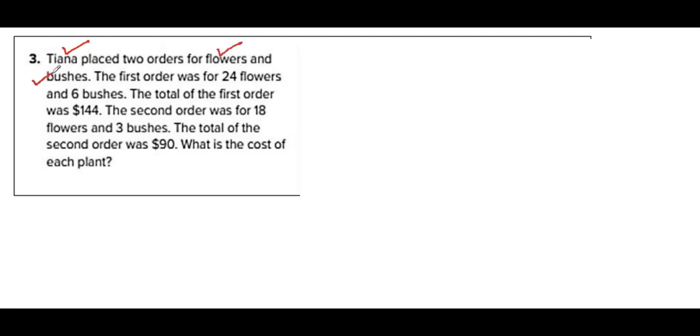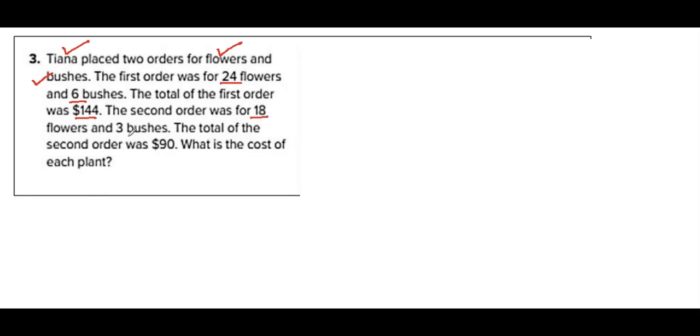In these types of questions, they're always talking about two things. As we have done in the first question, they are talking about two numbers, x and y. In the second question, they are talking about Tadio and Dylan. In question number 3, they are talking about the flowers and the bushes. So again, two things, because we have to form two equations. So what they're saying here, the first order was 24 flowers and 6 bushes, and its cost was 144. So we will get the first equation from here.